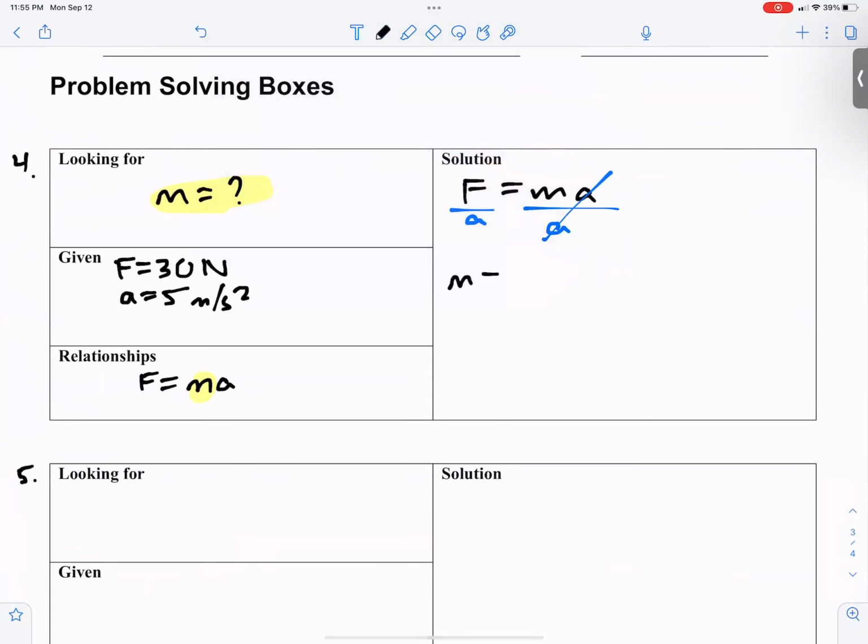So now the mass is by itself, and it's going to be force divided by acceleration. The force was 30 newtons. The acceleration was 5 meters per second squared. And that's pretty easy mental math. That would give you 6 kilograms.